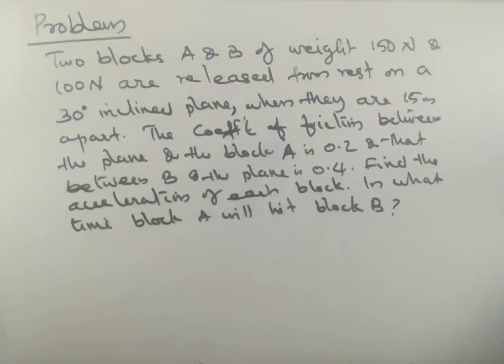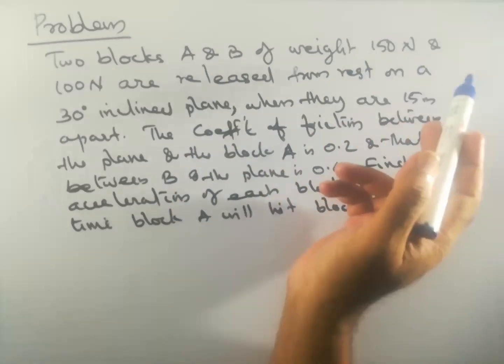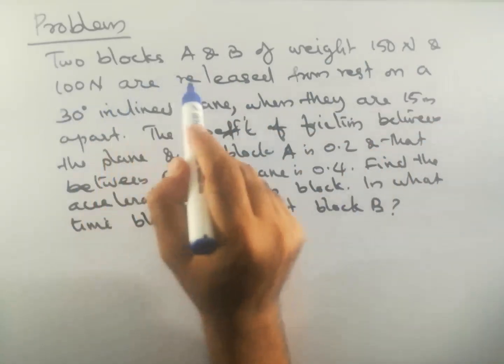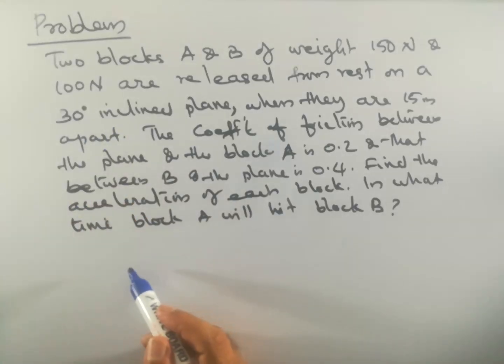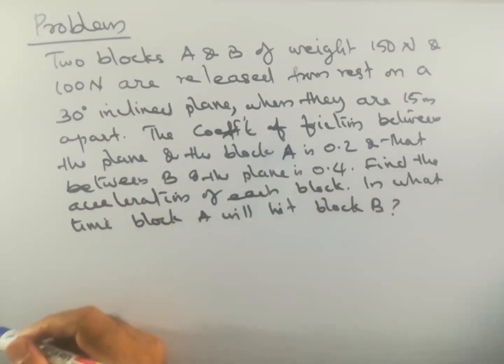We will do a problem in kinetics in which two blocks A and B of weight 150 Newton and 100 Newton are released simultaneously from rest on a 30-degree inclined plane when they are 15 meters apart. So initially they were 15 meters apart.